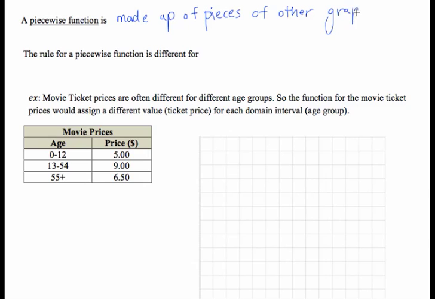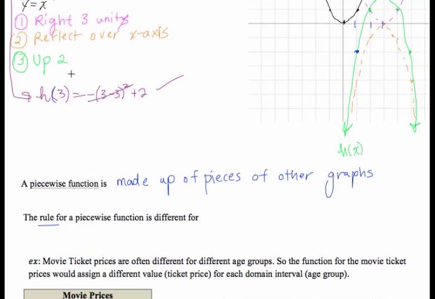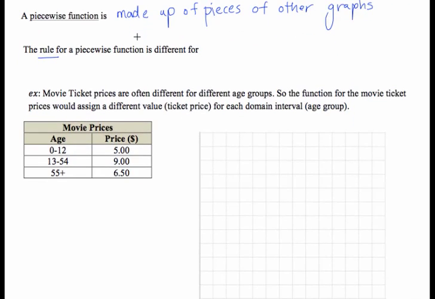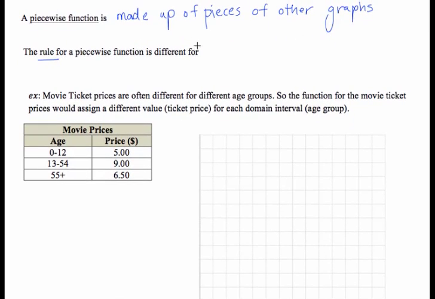Okay, the rule, in other words, the rule is referring to this thing right here. This is the rule for h of x. It's what is h of x equal to? Okay, so the rule for a piecewise function is actually different for different parts of its domain.